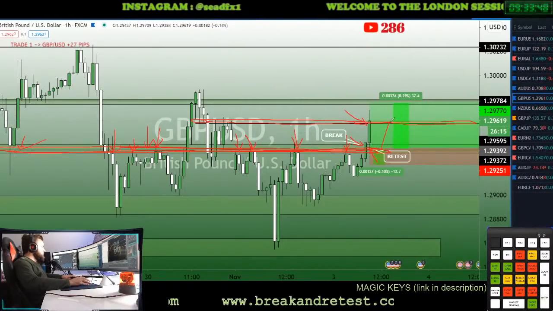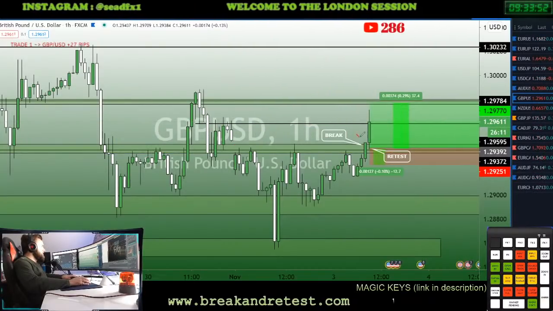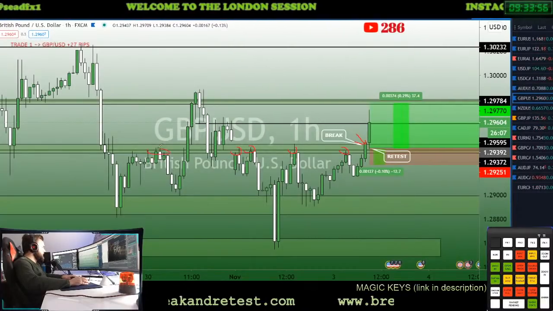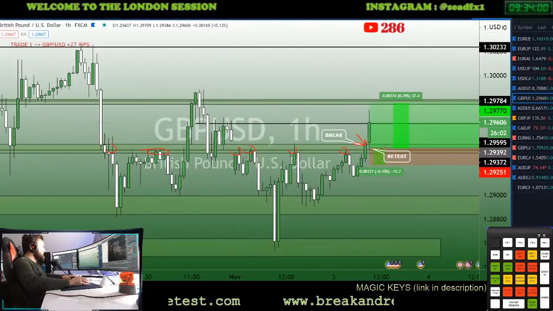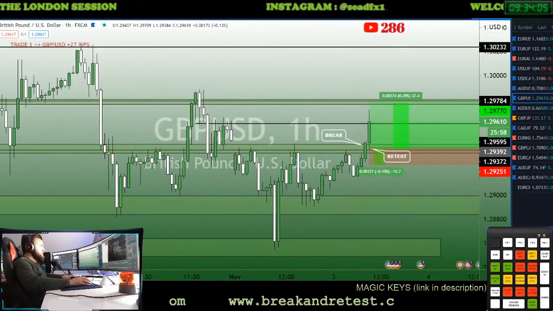And after the retest, what do we expect? Continuation, because the confirmation is the breakout candle. If all these candles fail to break above, and this did manage to close above, that just tells you where the price is heading, and it was pretty simple.